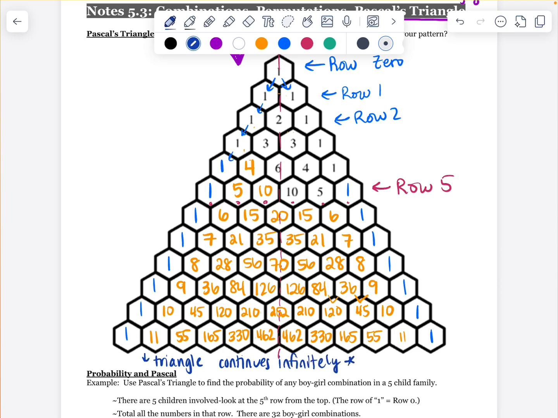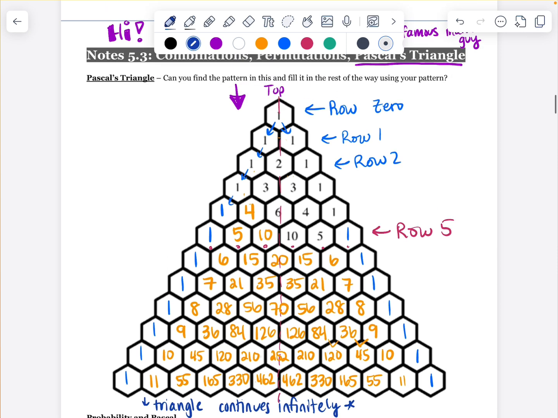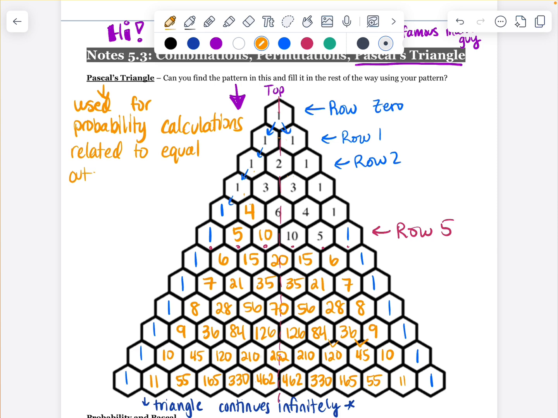I've just shown you 11 rows, because the first row is row 0. I've just shown you 11 rows of this triangle, but it would go on forever. Okay, so how does this relate? Well, Pascal's triangle is used for probability calculations related to equal outcome scenarios.